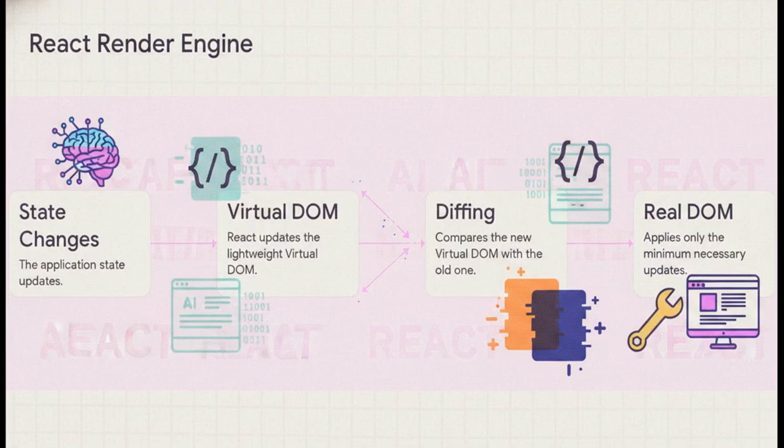We can actually demystify React's rendering engine by breaking it down into a simple 4-step recipe. It all kicks off when your application state changes, like, say, a user clicks a button. Now, React doesn't rush to update your screen instantly because that's notoriously slow. Instead, it updates the virtual DOM, which is just a lightweight copy sitting in your computer's memory. Next comes diffing. React compares this brand new virtual DOM against the old one. Think of it like playing spot the difference between two photos. Finally, it takes those differences and applies only the minimum necessary update to the real DOM. That surgical precision is exactly what keeps your browser fast and responsive.